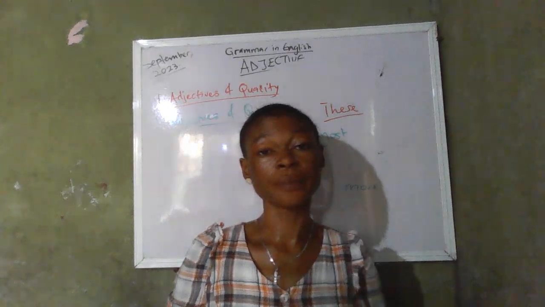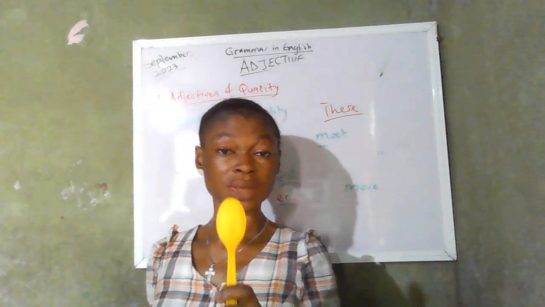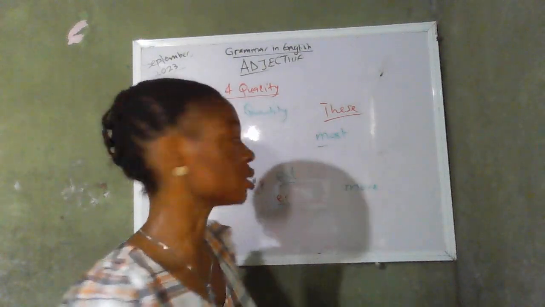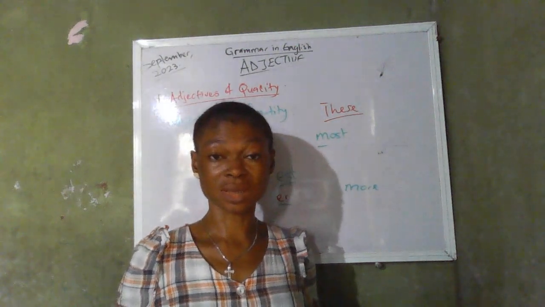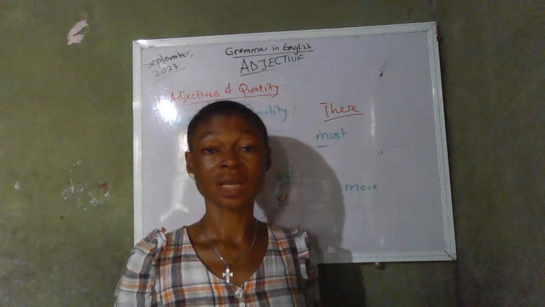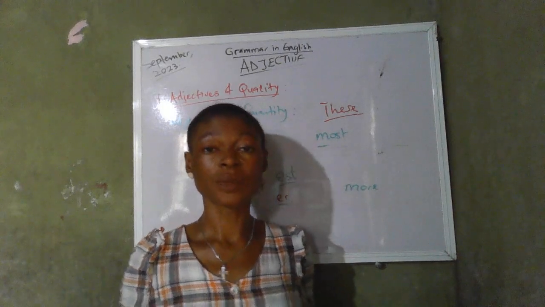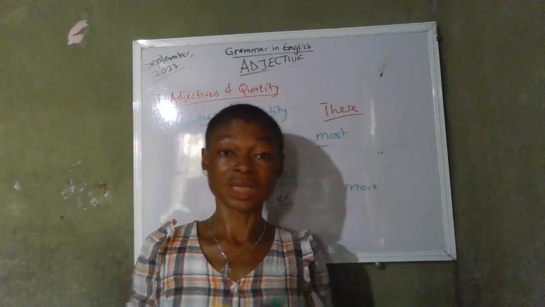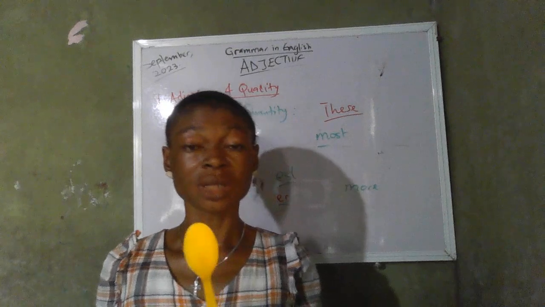For example, whose spoon is this? Whose in the given question is the adjective which interrogates, which is asking to know who this spoon belongs to. Is that clear?